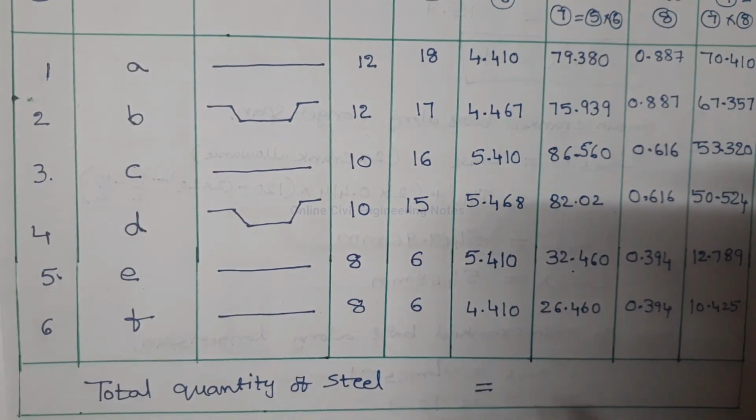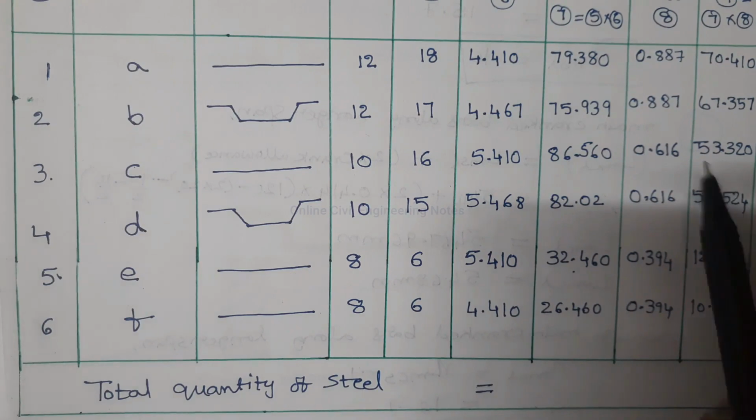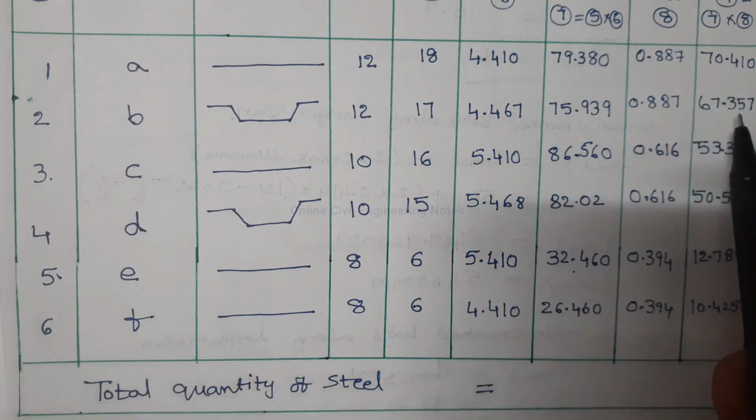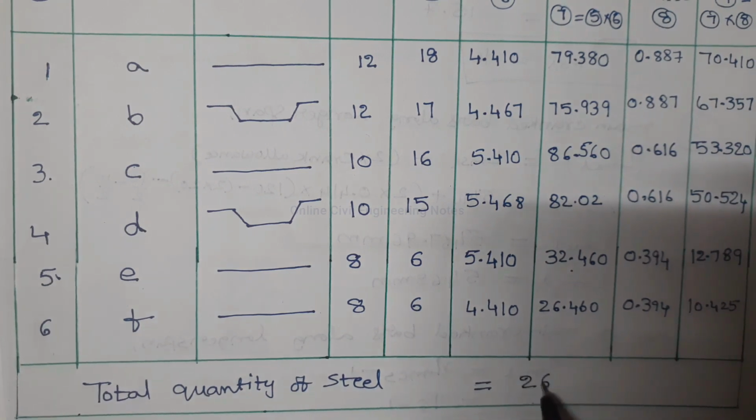Therefore, total quantity of steel is equal to 70.41 plus 67.357 plus 53.32 plus 50.524 plus 12.789 plus 10.425. Total 264.825 kgs.